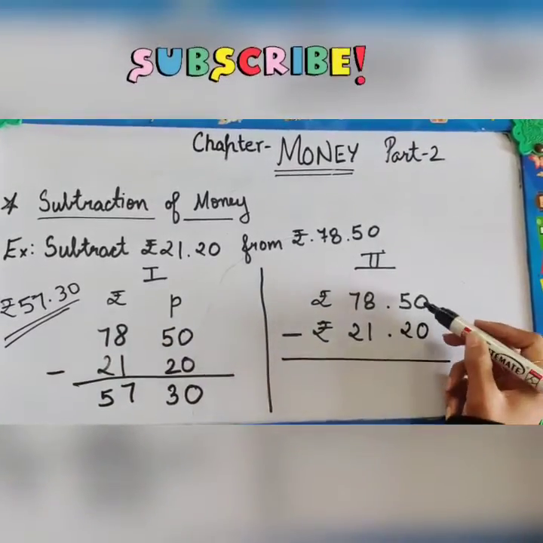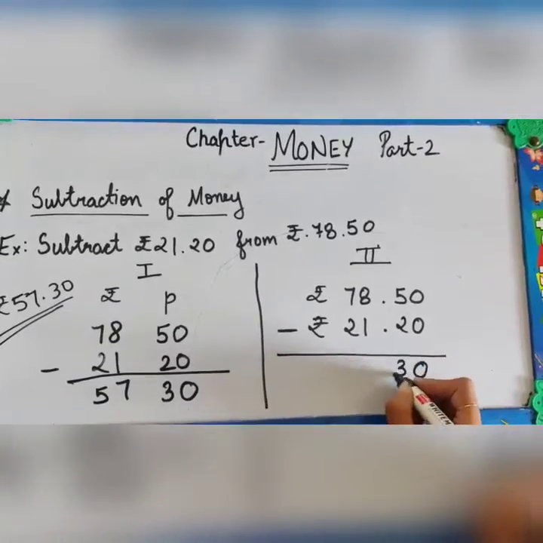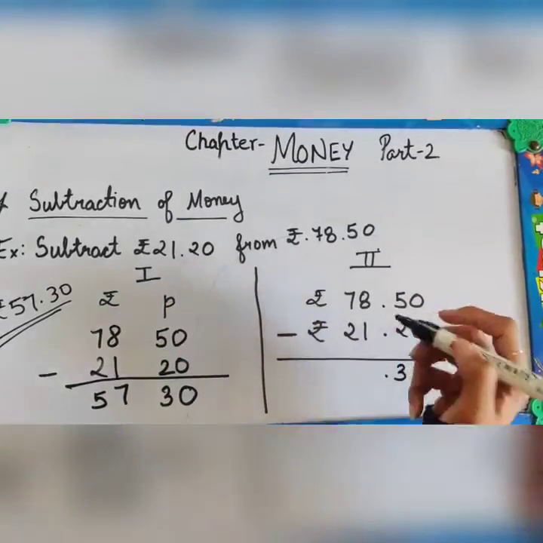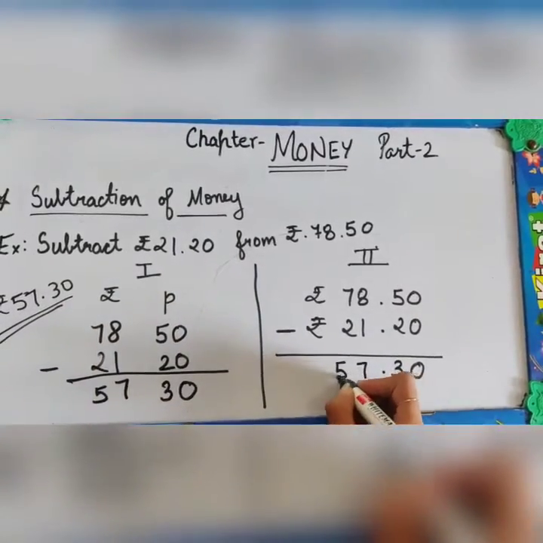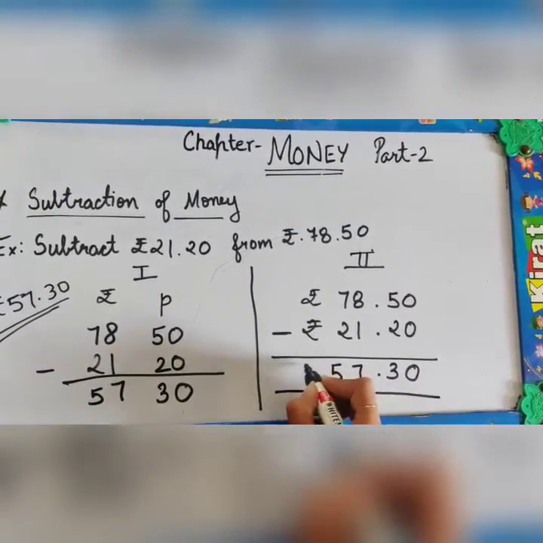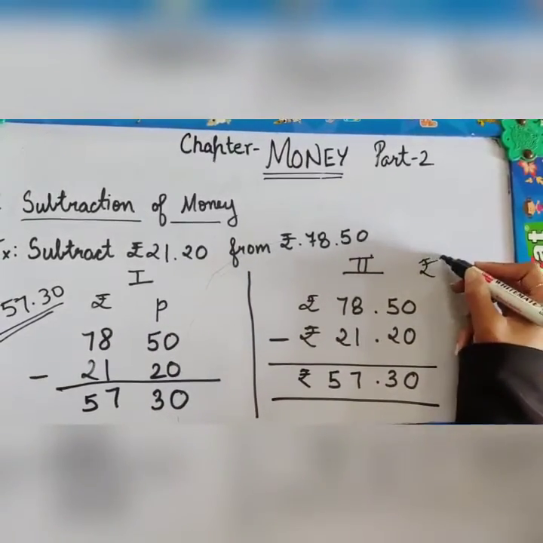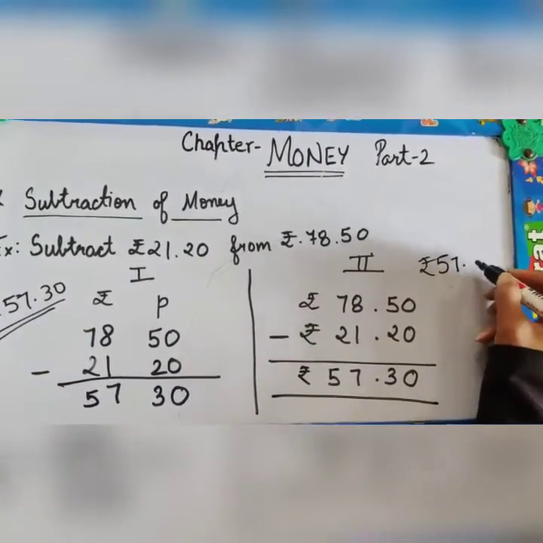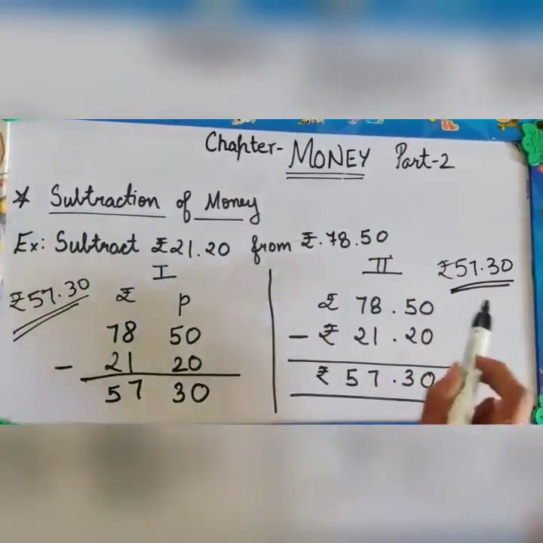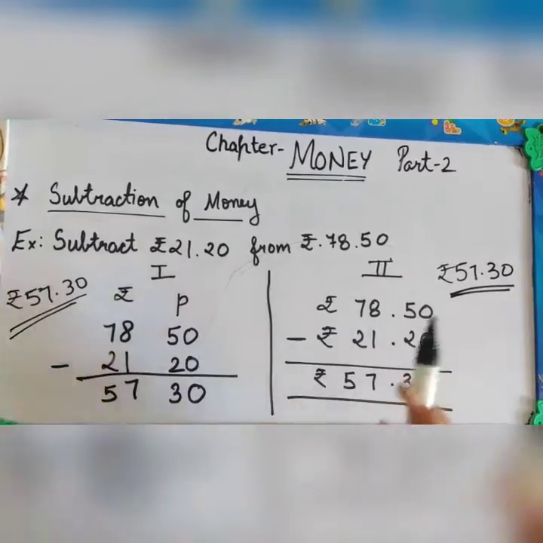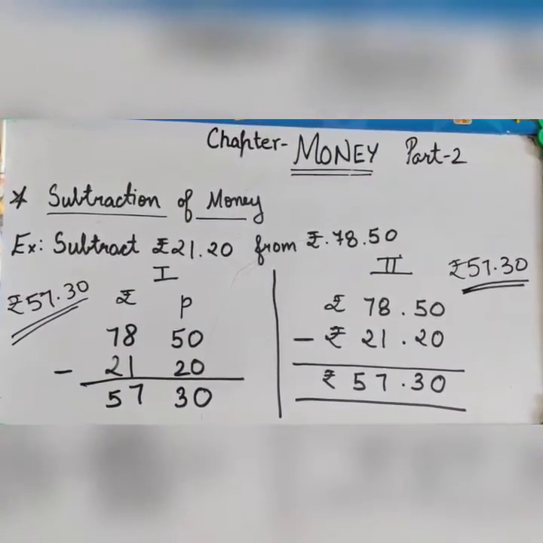Now we will start the subtraction. 0 minus 0, 0. 5 minus 2, 3. We will put a dot below dot. 8 minus 1, 7. 7 minus 2, 5. So this is our answer. Here we will put the sign of rupees. So what is our answer? Rupees 57.30 paise. This is our answer. See, both the methods' answers are the same. This is how we do subtraction.